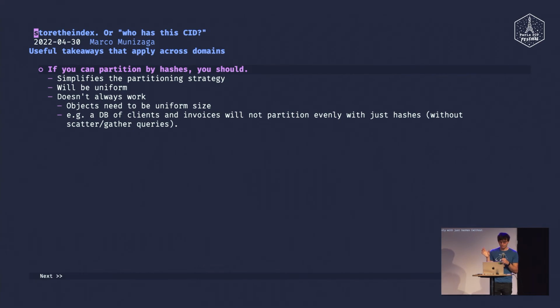Another pattern that is definitely helpful to take away is if you can partition things by hashes, you should. It really simplifies the partitioning strategy, but it doesn't always work. You might have a case where you have clients and they have invoices. Well, it doesn't shard very well because some clients will have many more invoices than others. One thing you do want to avoid is this scatter-gather pattern of read queries. It just doesn't scale well because you don't know what the answer is until you've asked everyone, and then you're really just waiting on the slowest link.